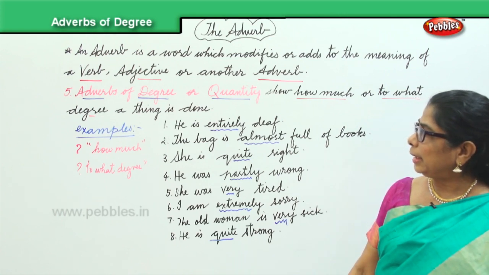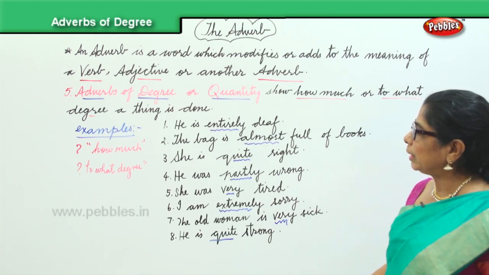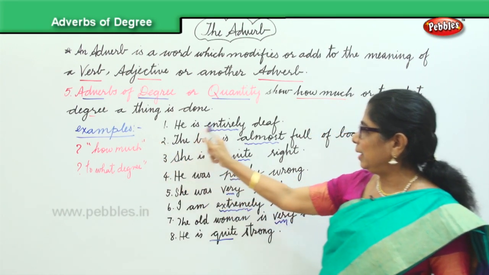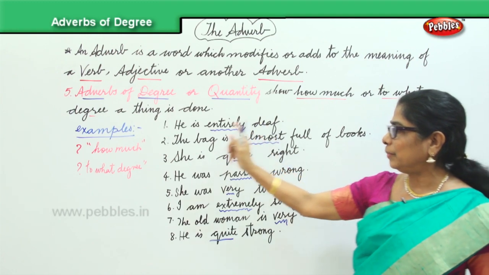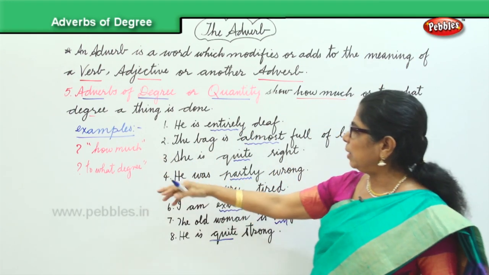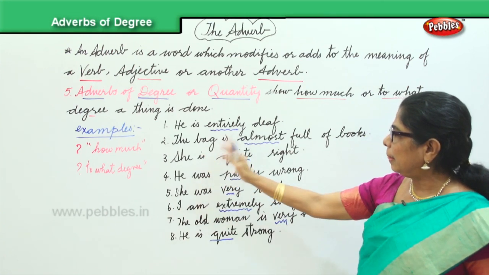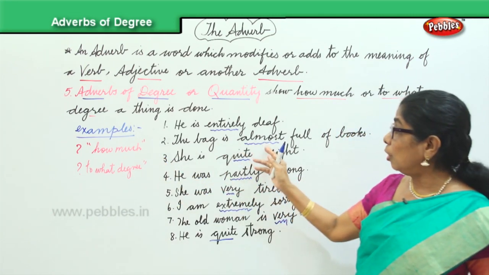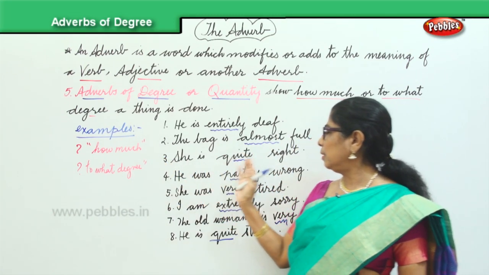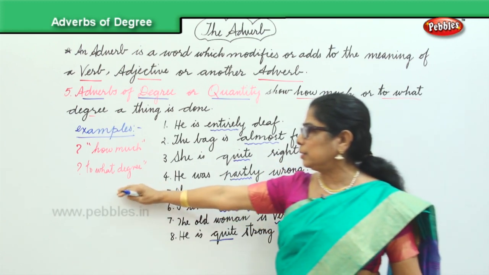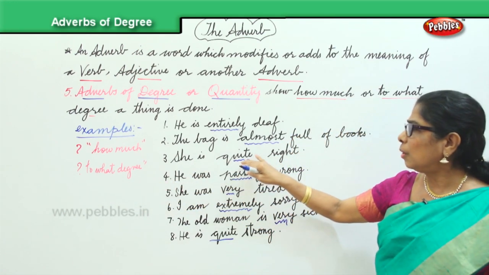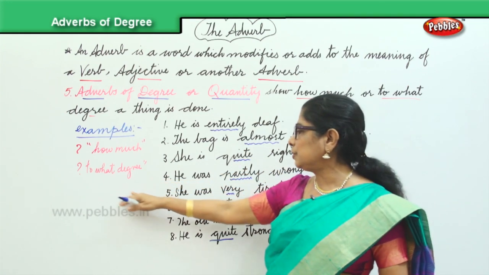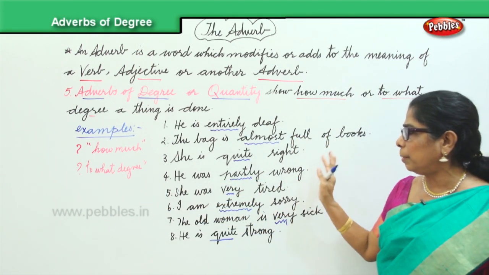So in adverbs of degree, you can ask 2 questions: how much, or to what degree a thing is done. He is entirely deaf. How deaf? How much? Completely. Entirely. The bag is full of books. How many books are there? Almost full of books. She is right. Is she fully right? To what degree is she right? Quite right, slightly right. He is partly wrong. To what degree is he wrong? Half right. Partly wrong, partly right.